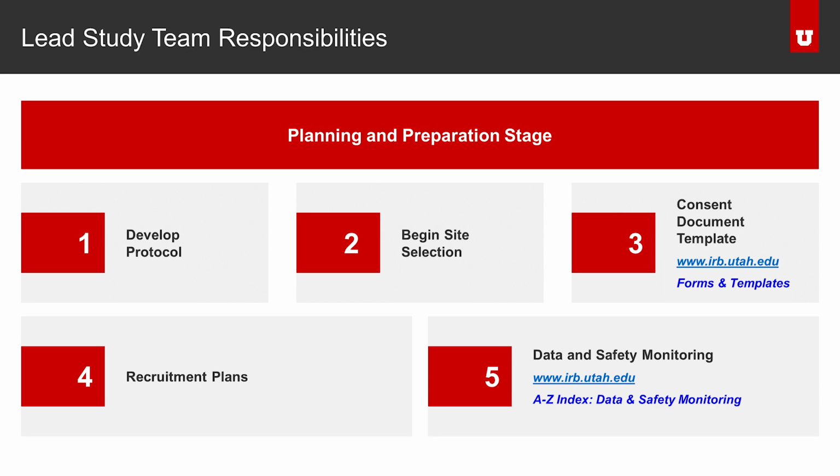Your data and safety monitoring plan must be clear about who will perform the necessary monitoring. If any monitoring activities will be delegated to the participating study teams, this should be clearly stated. It is advised that the lead study team review the data and safety monitoring guidance on the University of Utah IRB website for detailed instructions on writing a plan.